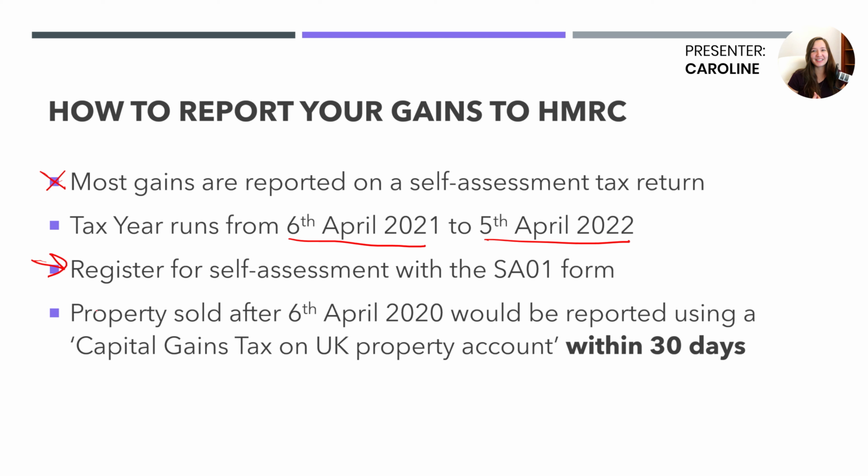So if you know that you can report your gain simply through a self-assessment, so normal business asset disposals and shares and things like that, then you can register for self-assessment with the SA01 form, which I will link in this video below. And this is just the standard self-assessment application to tell HMRC you have other income that you need to report. And with properties that have been sold after the 6th of April 2020, which was a more recent change, HMRC has created a capital gains tax on UK property account, which you can report your gain through. And this is done within 30 days of the disposal or the sale.